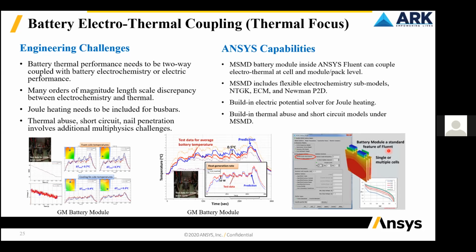So for this purpose, the MSMD battery module inside ANSYS Fluent can couple electrothermal at a cell and a battery level, or we can say the module or pack level. This MSMD includes the flexible electrochemistry submodels: NTGK, ECM, and Newman P2D models. So these models we are going to see in the tool itself. Then again, built-in electric potential solvers are there for the joule heating. Built-in thermal abuse and short circuit models are also available under the MSMD, that is multi-scale, multi-dimensional models.